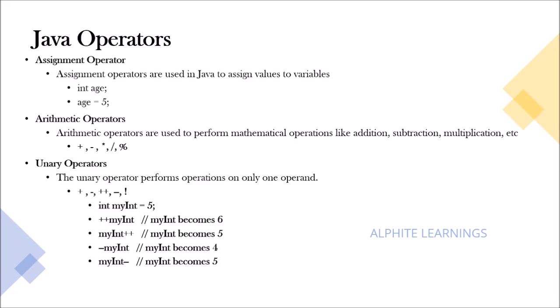So next we have Java operators. We have seen the Java variables. After seeing variables, we have to perform some operations over the variables, right? For that, we have some operators available in Java. So first is the assignment operator. Assignment operator is nothing but the mathematical equals operator, the same way we use it in mathematics. If you are declaring any variable and that variable is equal to 5, it means you are assigning the value 5 into this variable.